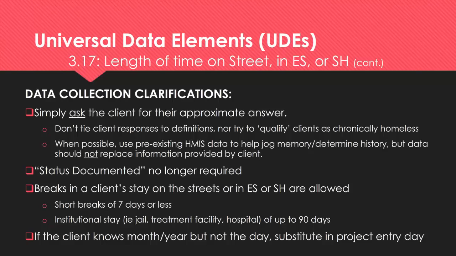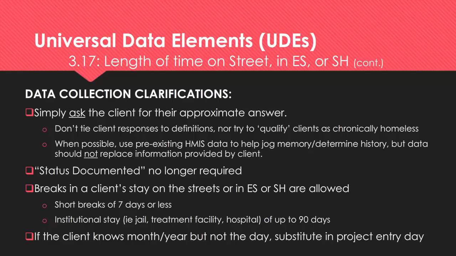When asking these questions to determine chronic homelessness, simply ask the client for their approximate answer. Don't tie client responses to definitions, nor try to qualify clients as chronically homeless yourself. The system is built with logic to determine this status. When possible, use pre-existing HMIS data to help jog the client's memory to determine the history, but data should not replace information provided by the client.